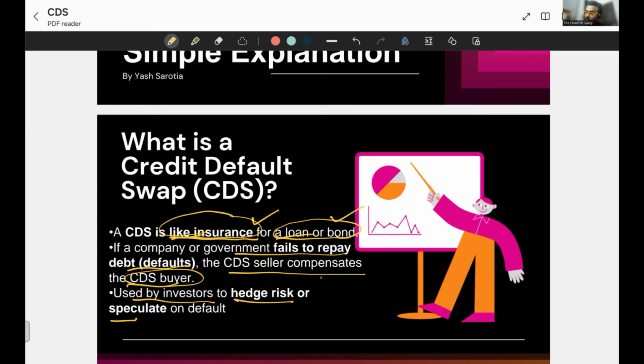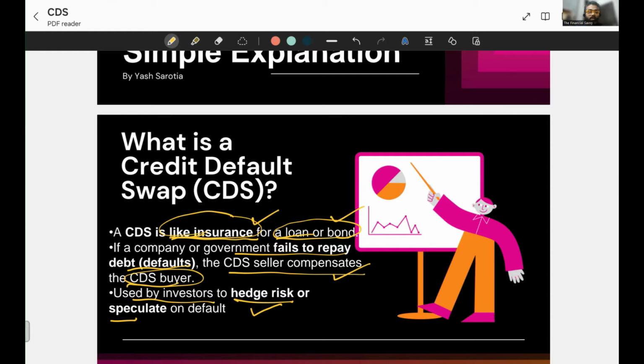In the second pointer I explained that in case a company or government does not pay back their debt, CDS provides a sort of insurance. This is also used by investors for hedging risk or even for speculation. A lot of traders use CDS.